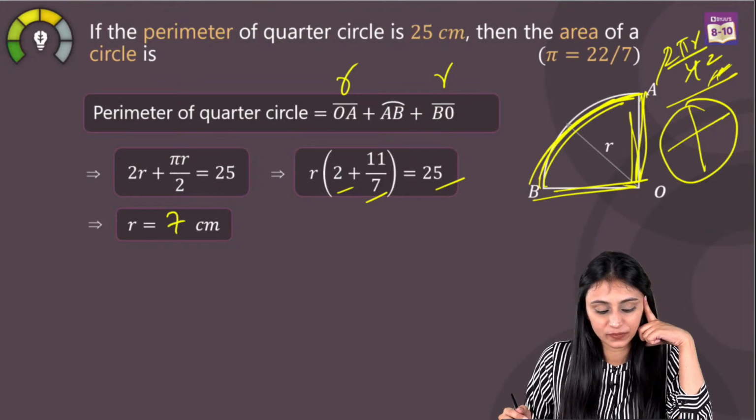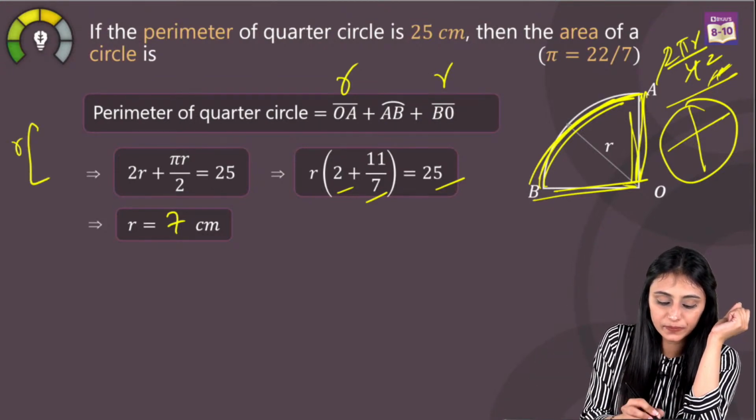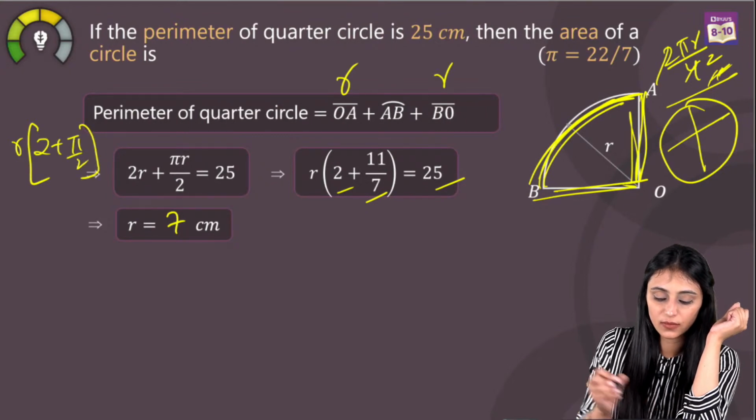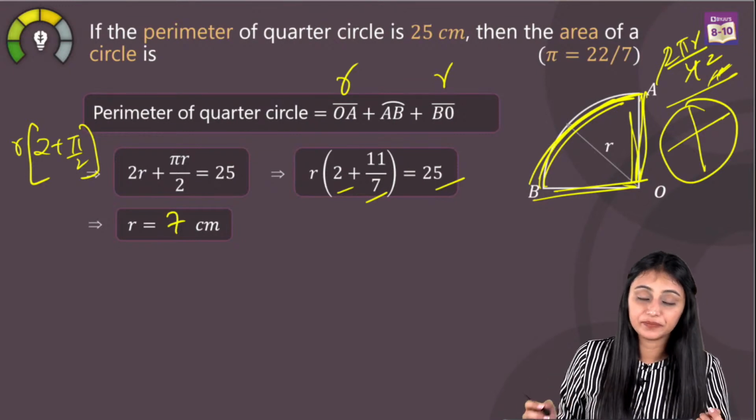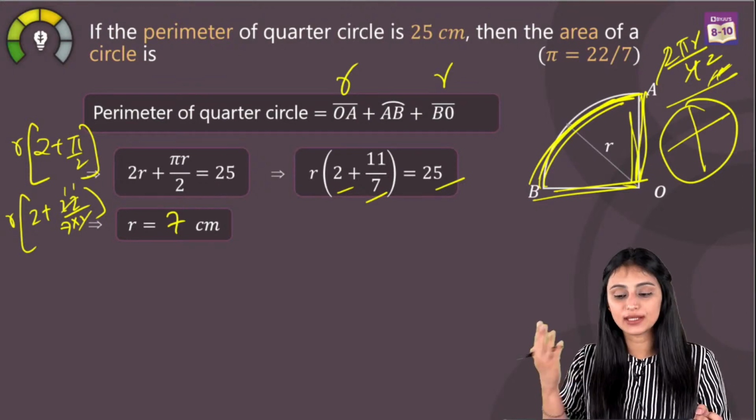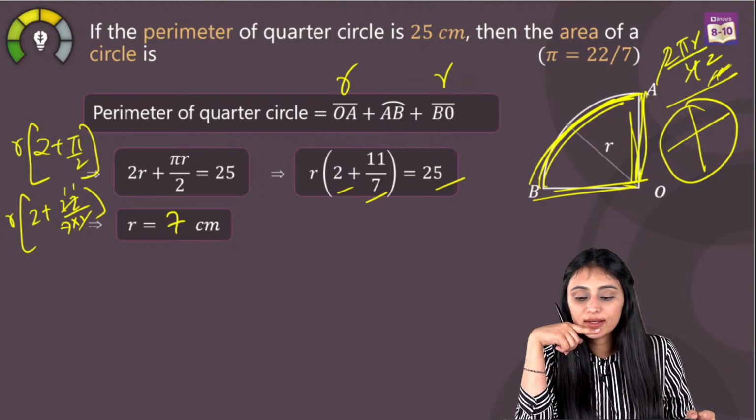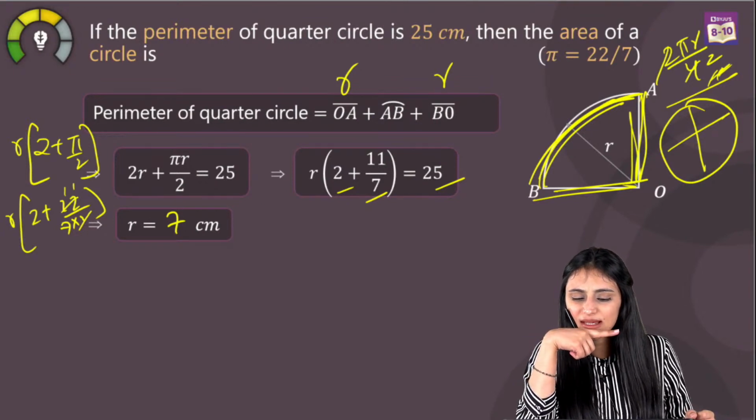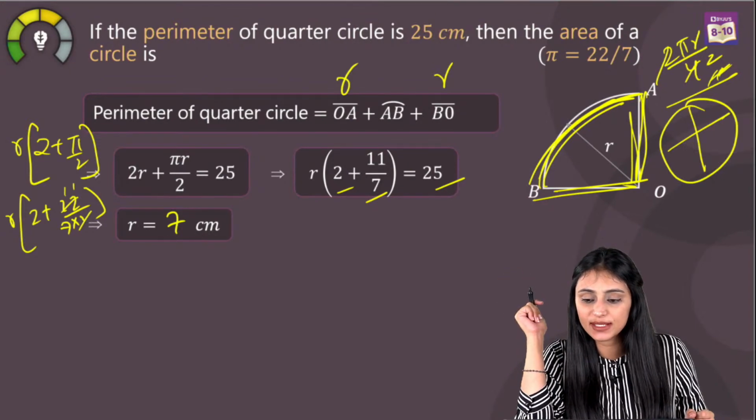Disha, see, what we are doing here is we are taking r common. So that's 2 plus pi by 2, right? Pi is 22 by 7 times 2, this will get cancelled out. You have 2 plus 11 by 7. Yes, Soumya, 7. Jissy, 77? How come you are getting 77? It should be 7.